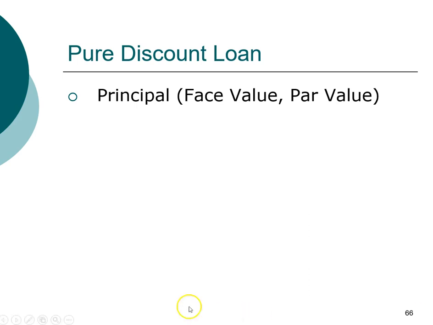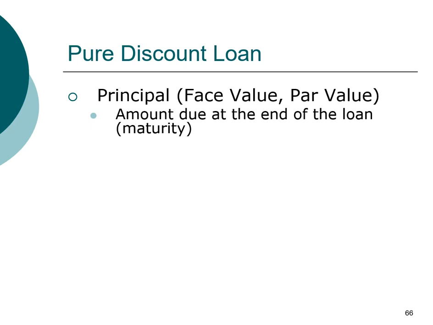So in a pure discount loan, the term we use for principal is face value, or par value. This term is very important because the principal is what your interest is computed based on. However, the principal is also the amount that you actually have to pay back at the end of the loan, at the time of maturity. So since the principal is due at the end of the loan, this is your future value.